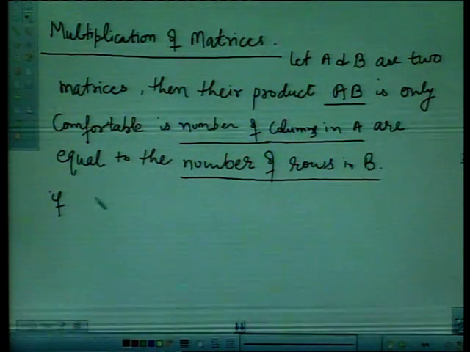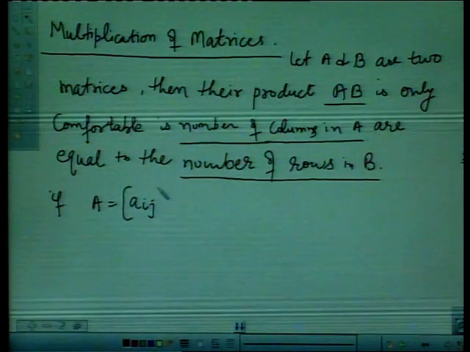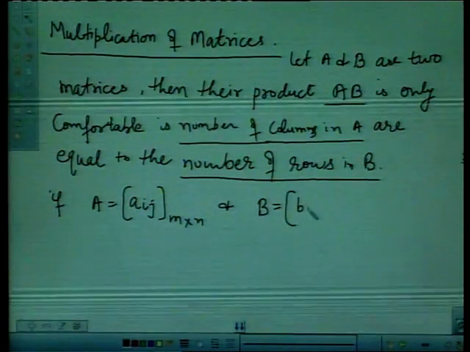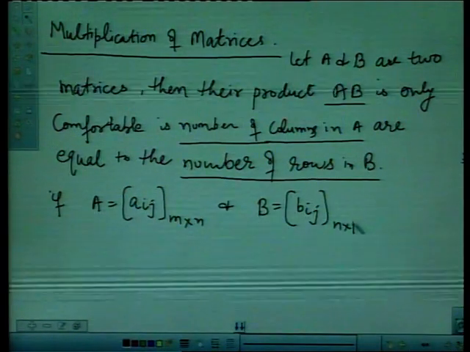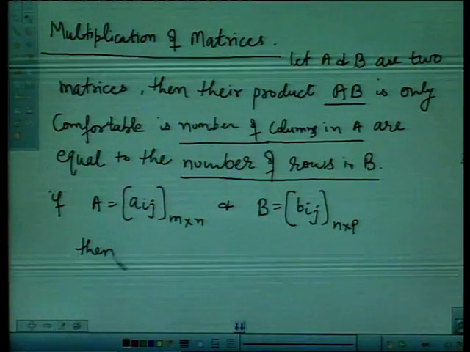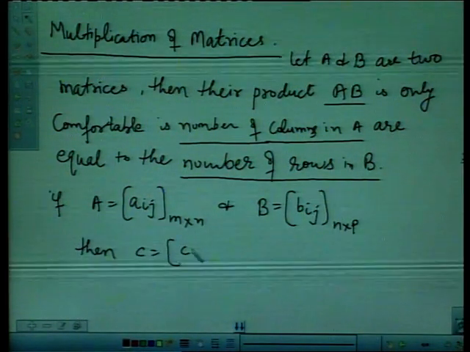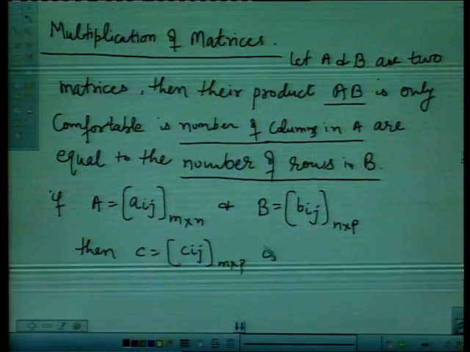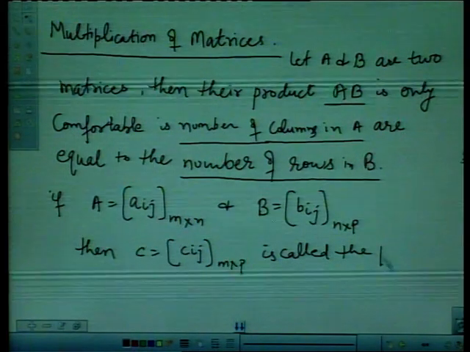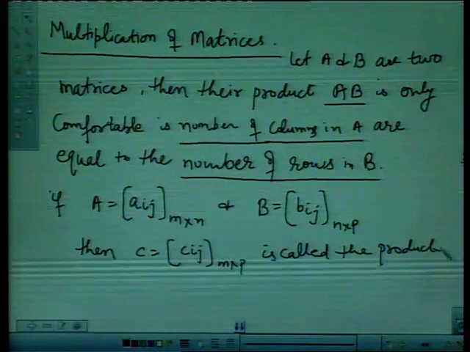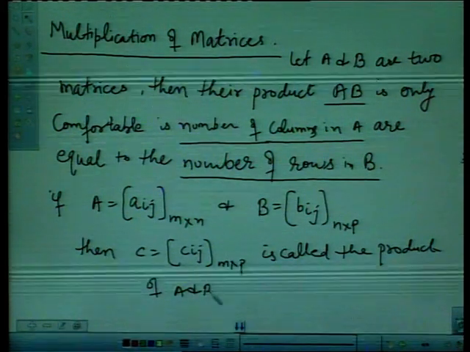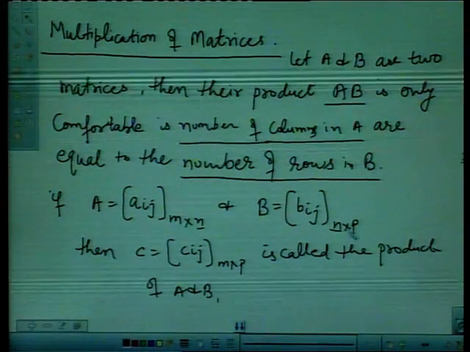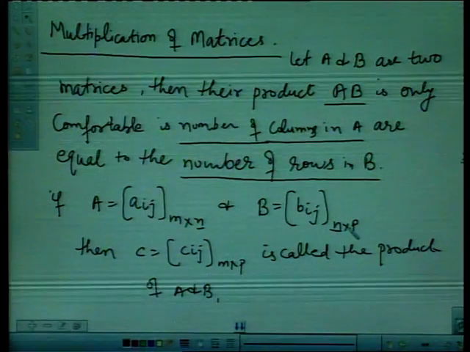Means if A equal to aij, m cross n, and B equal to bij, n cross p, then C, means the product, equal to cij, m cross p, is called the product of A and B. Means if the number of columns in A is equal to the number of rows in B, then the product is m cross p.